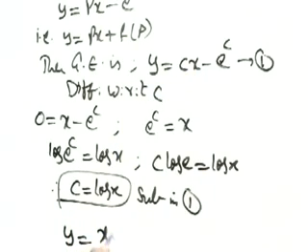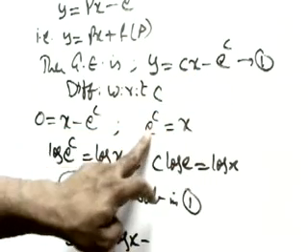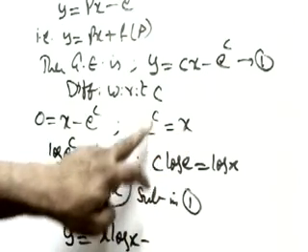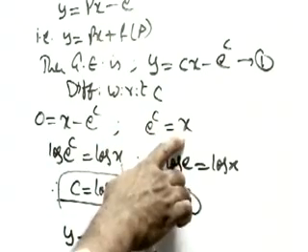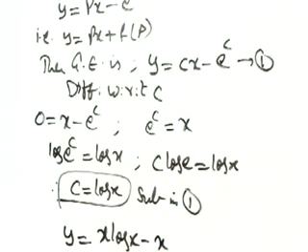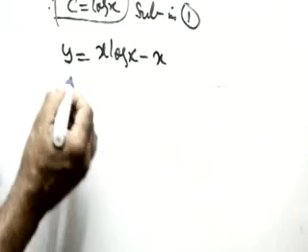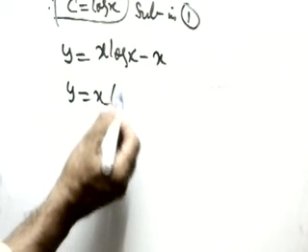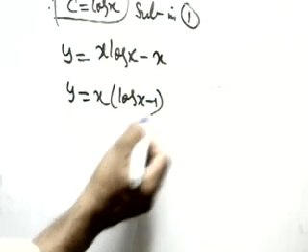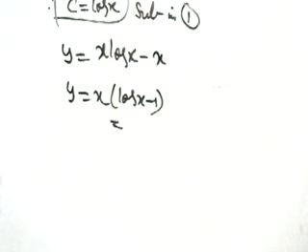So what will we have? y equals c into x. x into c is x log x, minus e power c. E power c we can directly take as x. The value of this is x. The last step. Let me take x common from here. So y equals x into (log x minus 1).